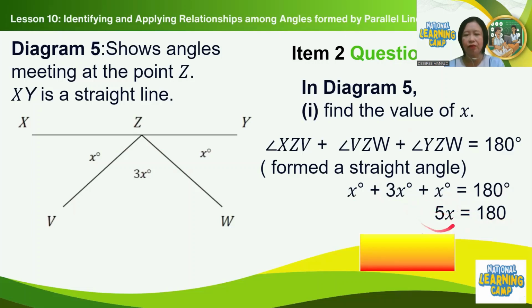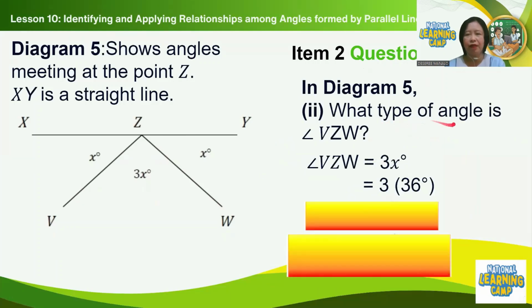So how are we going to find the value of x? You will divide both sides of the equation by 5, the numerical coefficient. 5x divided by 5 is x. And then 180 divided by 5, the answer is 36. So the value of x is equivalent to 36.